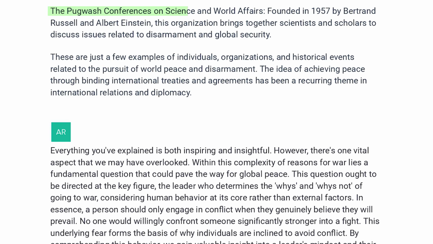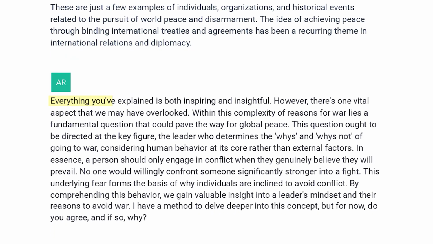The Pugwash Conferences on Science and World Affairs, founded in 1957 by Bertrand Russell and Albert Einstein. This organization brings together scientists and scholars to discuss issues related to disarmament and global security. These are just a few examples of individuals, organizations, and historical events related to the pursuit of world peace and disarmament. The idea of achieving peace through binding international treaties and agreements has been a recurring theme in international relations and diplomacy.